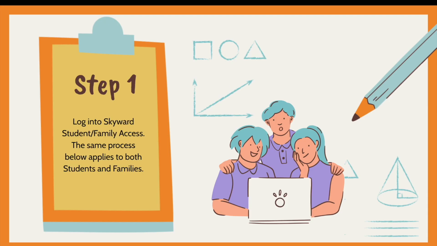Step 1, you will log into Skyward Student and Family Access. The same process applies to both students and to families. Students, you can log in through LHub. So you'll go into your LHub and click on Skyward and it'll pull up Skyward on the internet. Families, this is through the internet and not through the app. The Skyward app is fantastic for checking grades and schedules, but it doesn't have as much access to all of the forms to complete.